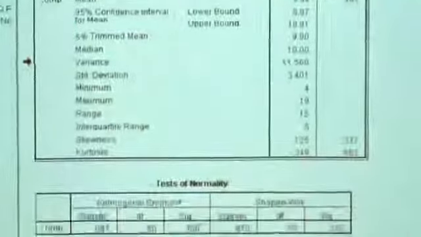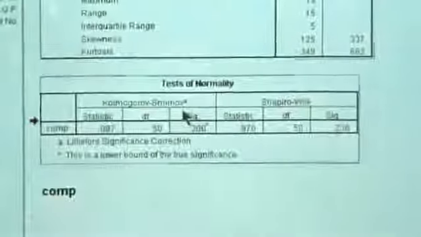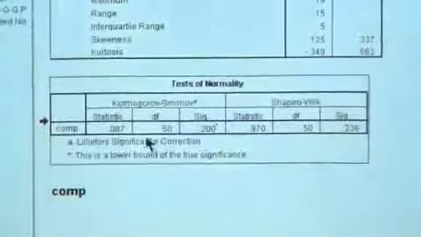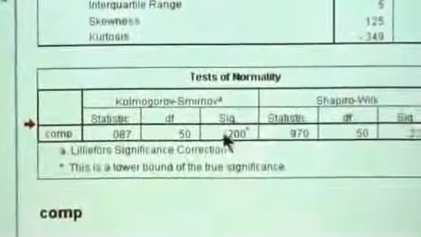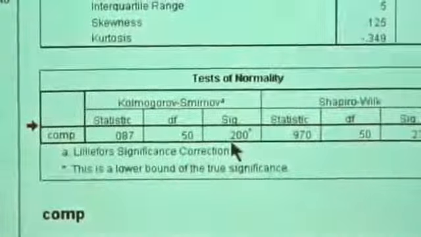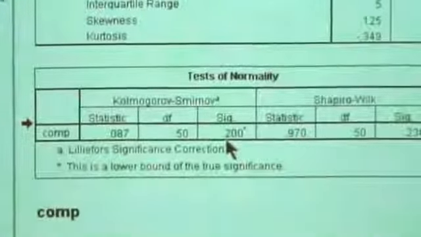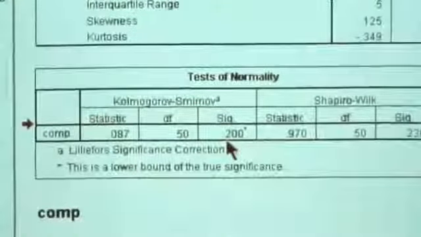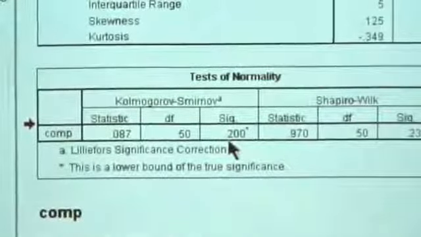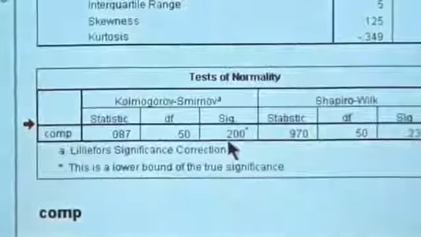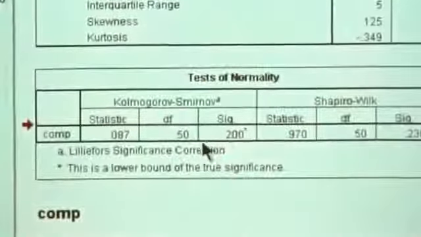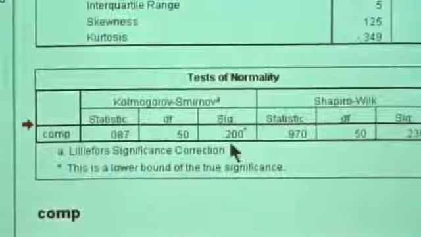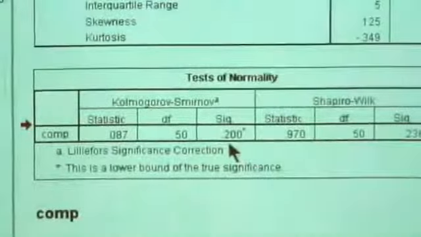If we scroll down a little bit more in our output, we can look at tests of normality. In this table, we see our KS tests. If we look at the significance value for the KS tests, we see that the value is 0.200. Because this value exceeds the traditional cutoff alpha value of 0.05, we can go ahead and retain the null hypothesis and assume that the assumption of normality is met within the population.